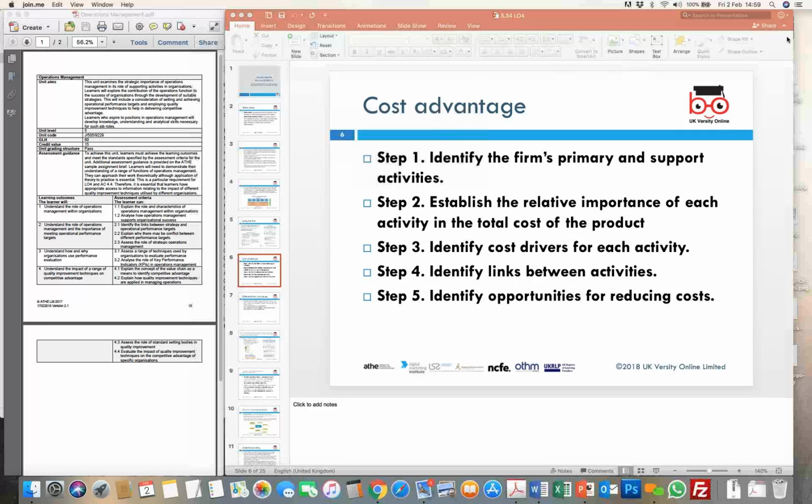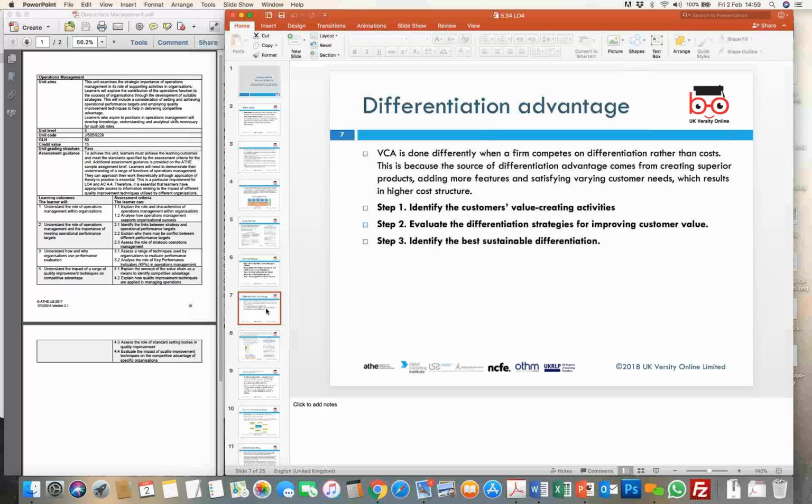So basically what tends to happen is when you look at applying the cost advantage, you will follow a certain series of steps to gain that as an advantage in operations. And when you look at differentiation, you can also use VC as a differentiation tool. That would typically help you create differentiation, but you have to follow a few steps.